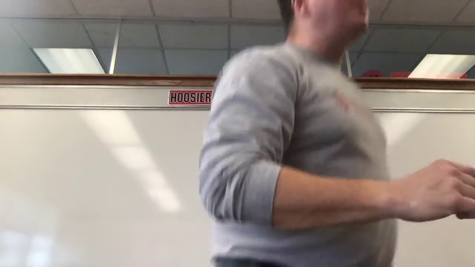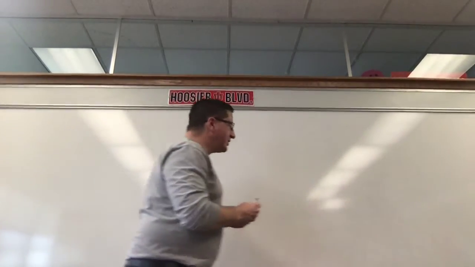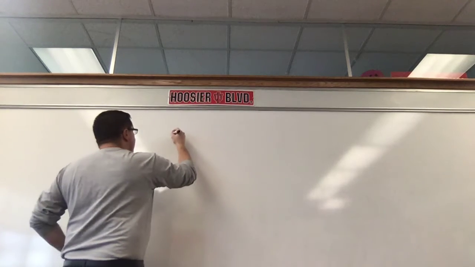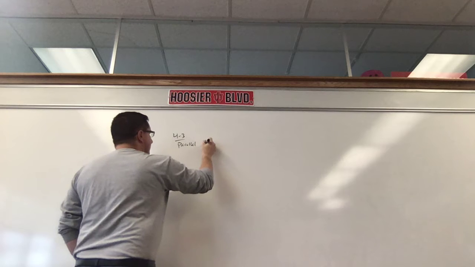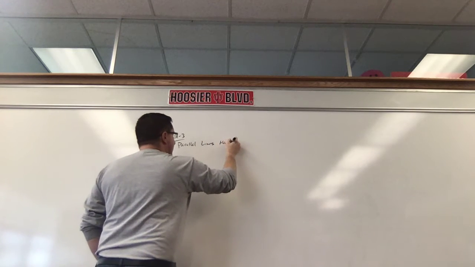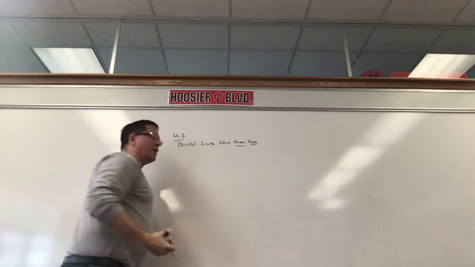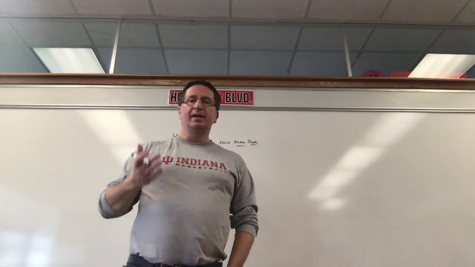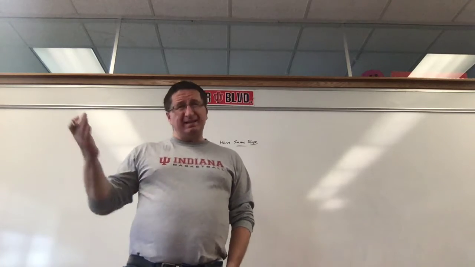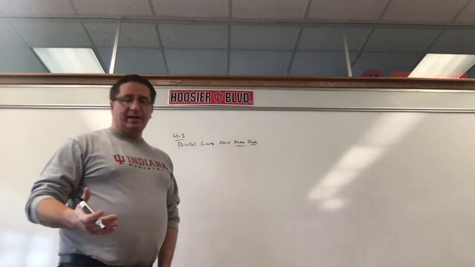So one thing you need to know about parallel lines: we know they never touch, and they have the same slope. If two lines have the same slope, they're parallel and they're never going to touch. That's not real hard to remember, but something you definitely need to memorize is that parallel lines have the same slope.